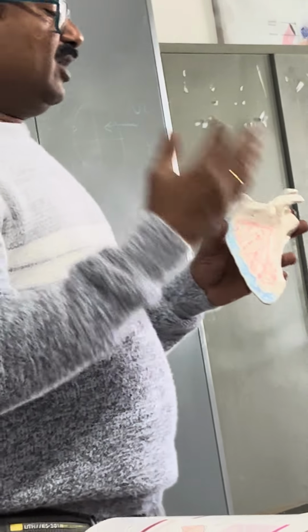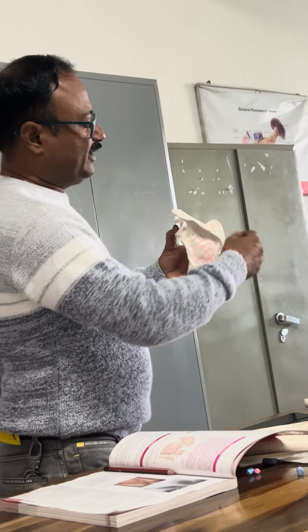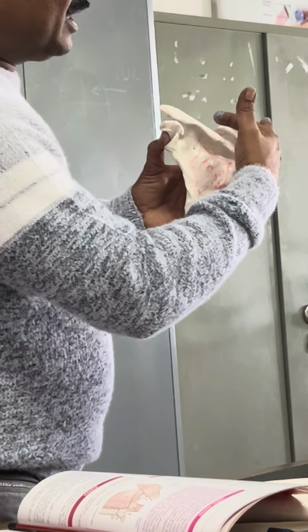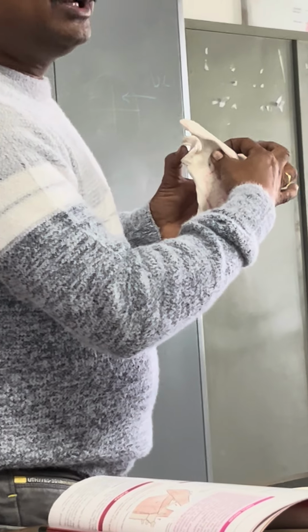Then now we will talk about the three processes. At the posterior aspect, you will find the posterior surface is divided into two fossae, the supraspinous fossa and infraspinous fossa, by a triangular thin bony plate.